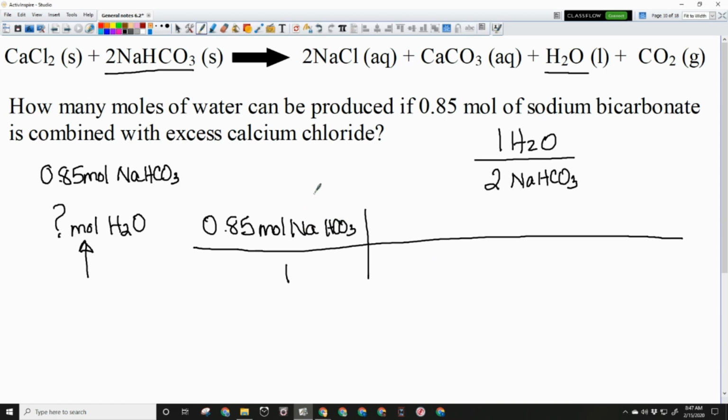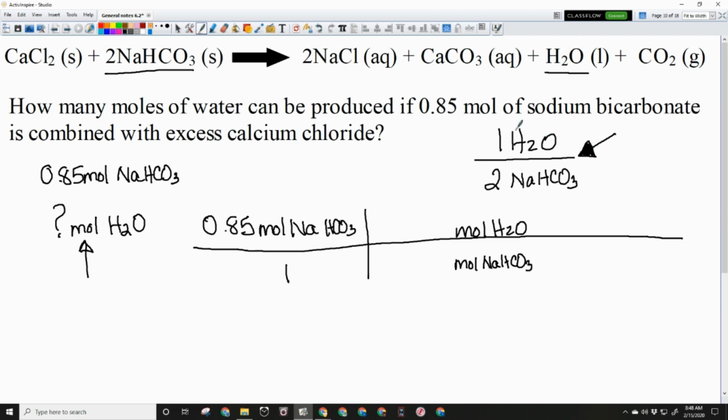So what unit do I want to get rid of? I want to get rid of moles of sodium bicarbonate. So I'm going to put that in the bottom because I know I'm going to get rid of it. What do I want to convert it to? That's going to be moles of water. So do I know a conversion factor that I can use to get to moles of water in one step? Right there it is. We wrote this down from our equation.